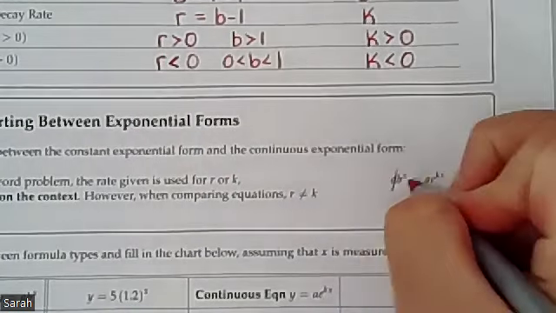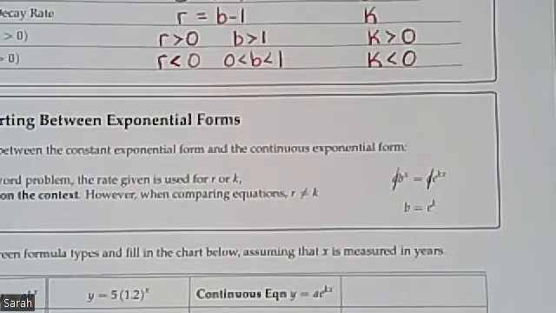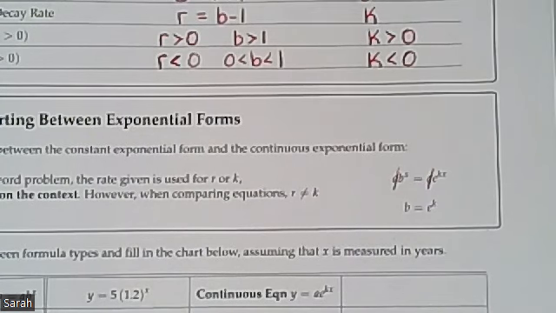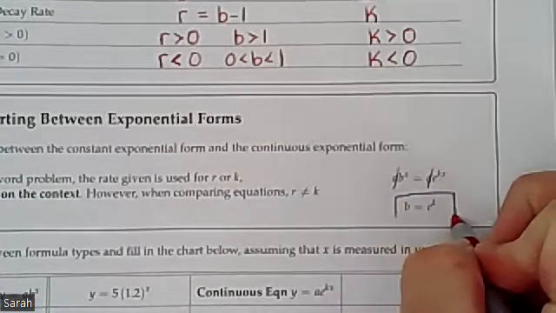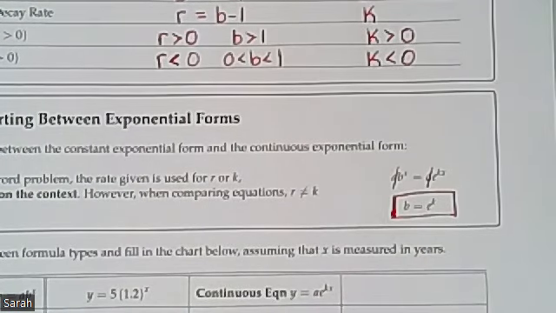Okay, so they both have an a, so I can cross those a's out. And that leaves me with b to the x is equal to e to the kx. So since they're both raised to a power of x, I can cancel that out as well. And I'm left with just b is equal to e to the k. So if I need to switch from one to the other, I'll either have b or I'll have the e to the k piece, and then I'll be able to solve back and forth.